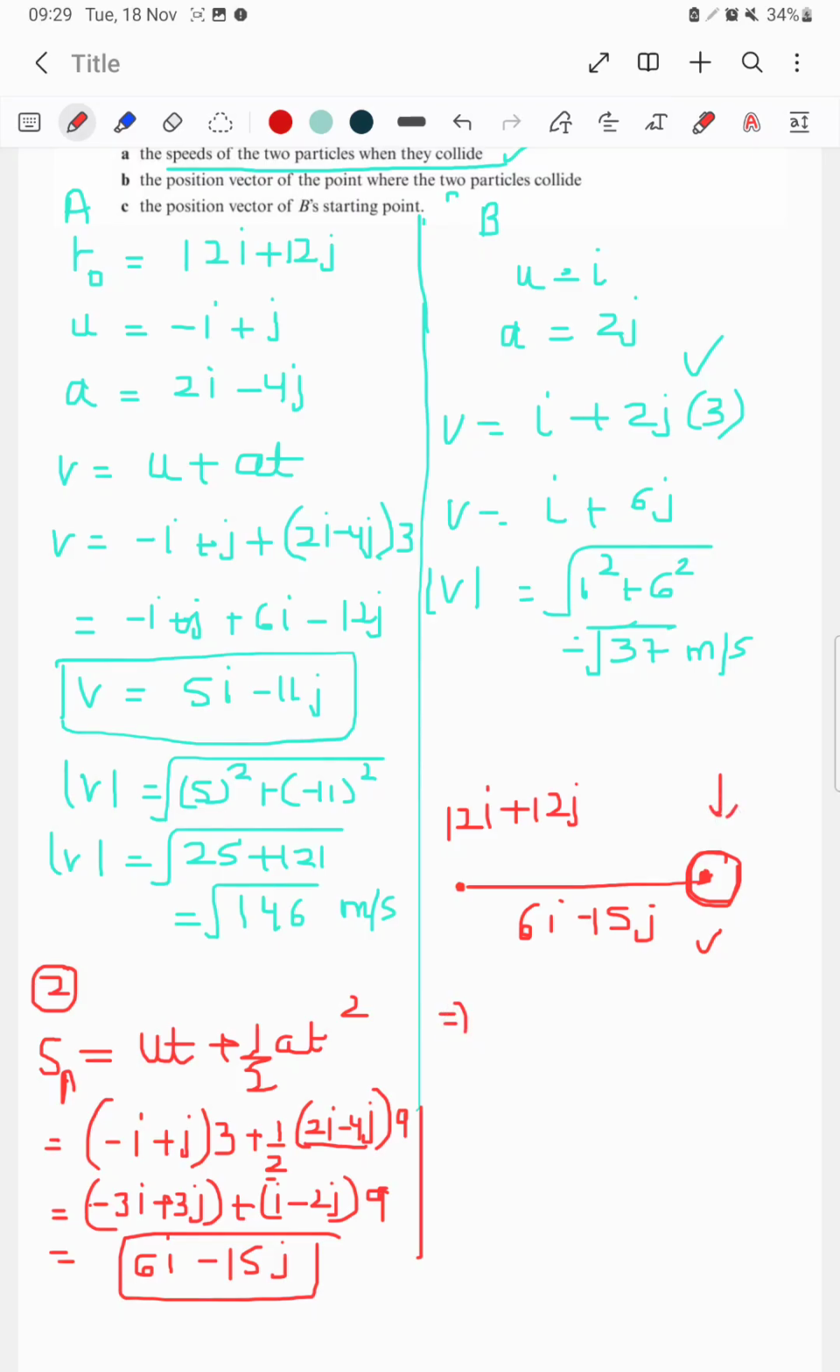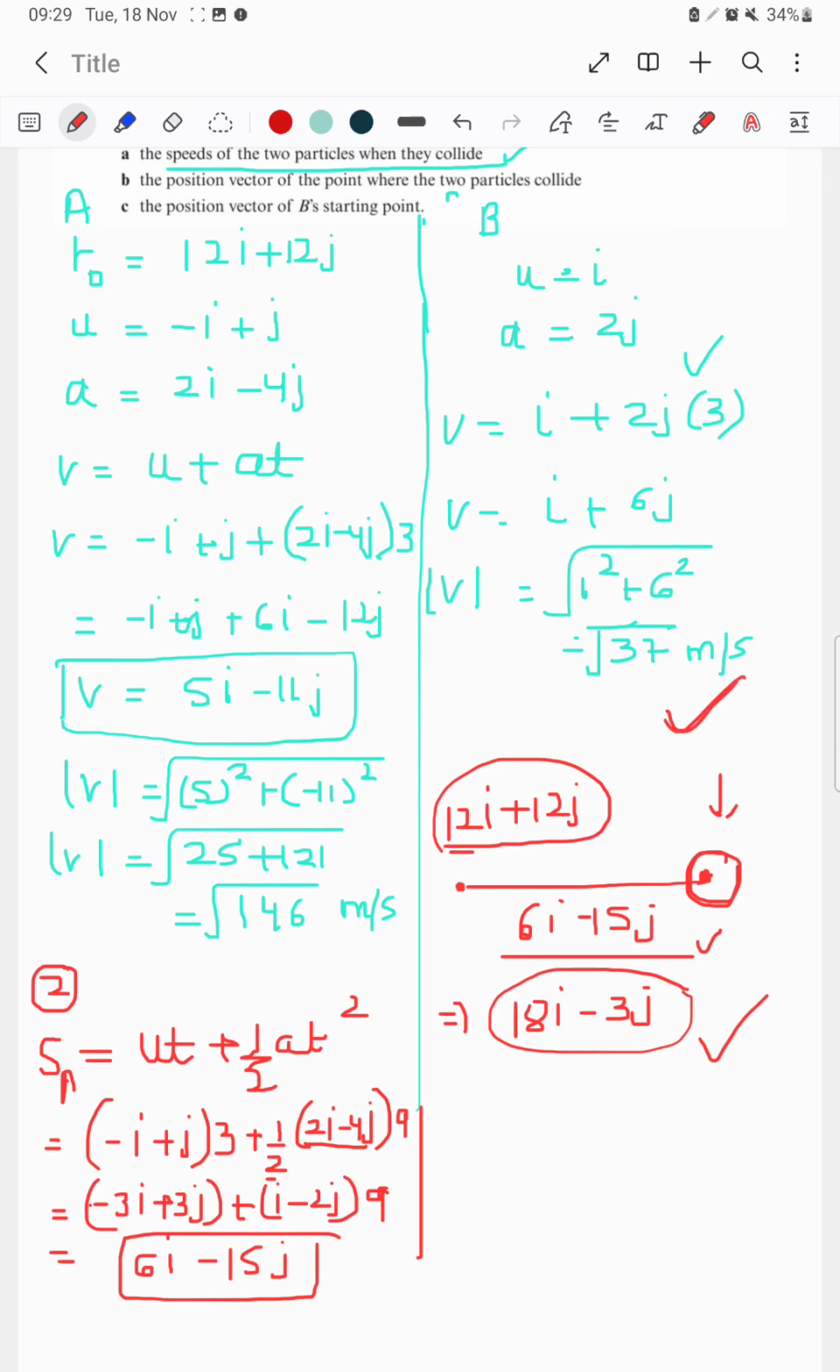So how can I find it out? 12I plus 12j was the initial point, and this is the amount of displacement. This is the distance covered in the I and j directions. So 12 plus 6 is 18I, and 12 minus 15 is negative 3j. So this is the position vector of the point where both A and B collide, and that is the reason we did not use the first one.